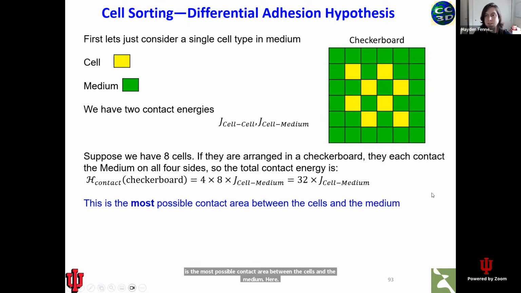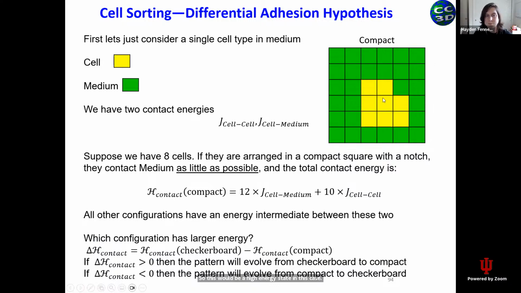A low energy state would look more like a compact structure, where the cells minimize their contact with medium by grouping together. This brings down the total number of interfaces between cell and medium to just 12 instead of 32. So this will reduce the energy. Therefore, the underlying algorithm will prefer arrangements like this, because again, we are reaching minimized energy in this case.